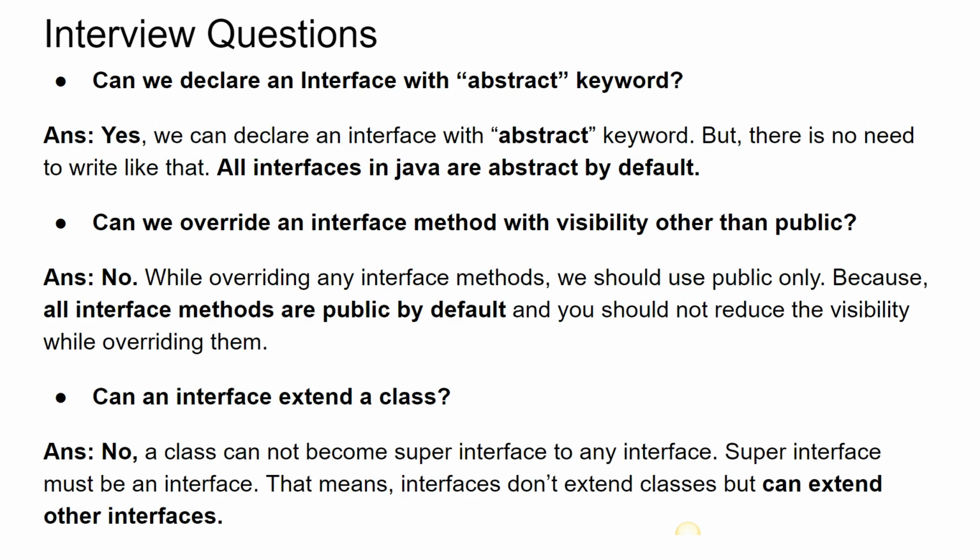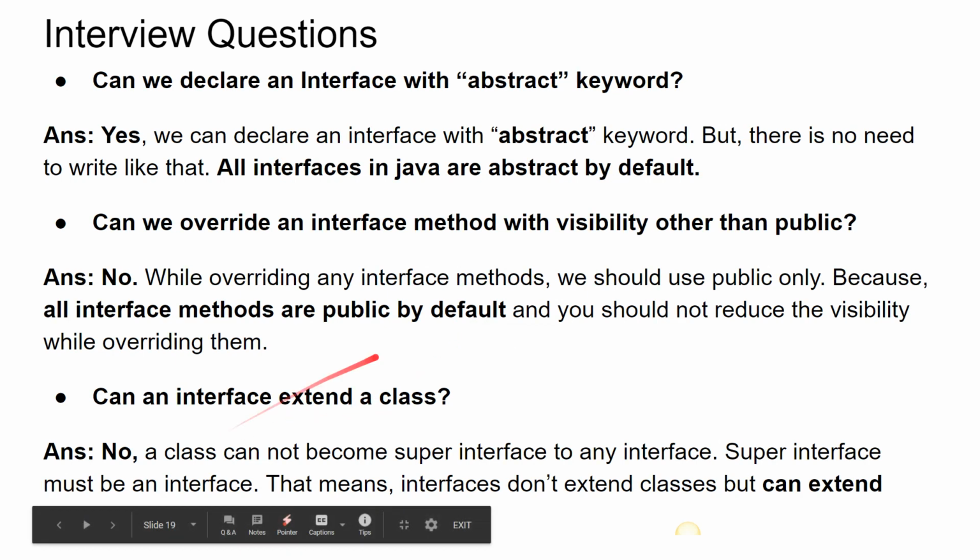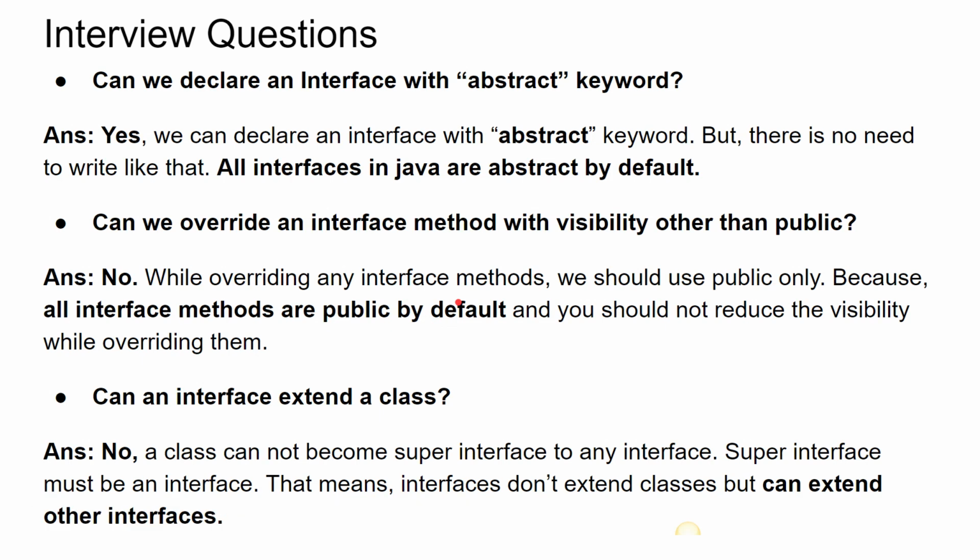And these are some important interview questions. Can we declare an interface with the abstract keyword? Yes, all interfaces in Java are abstract by default. Even if you don't use abstract, they are abstract only. Can we override an interface method with visibility other than public? No, because all interface methods are public by default. We cannot reduce the visibility to private or protected. Can an interface extend a class? No. An interface can extend other interfaces, but it cannot extend a class, because the interface is the super interface, the head, so it will always be a parent.